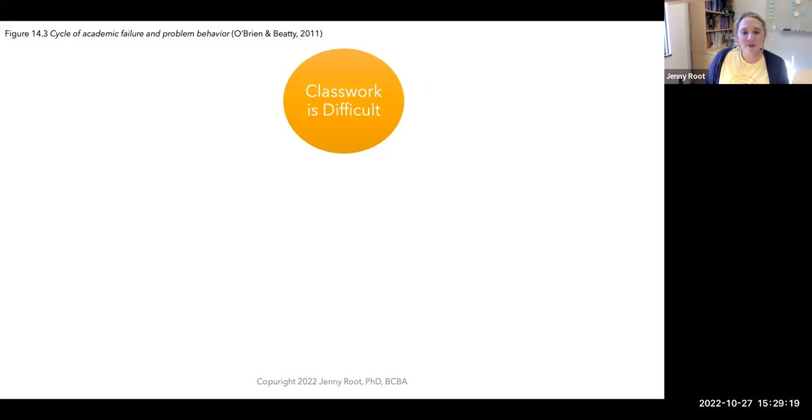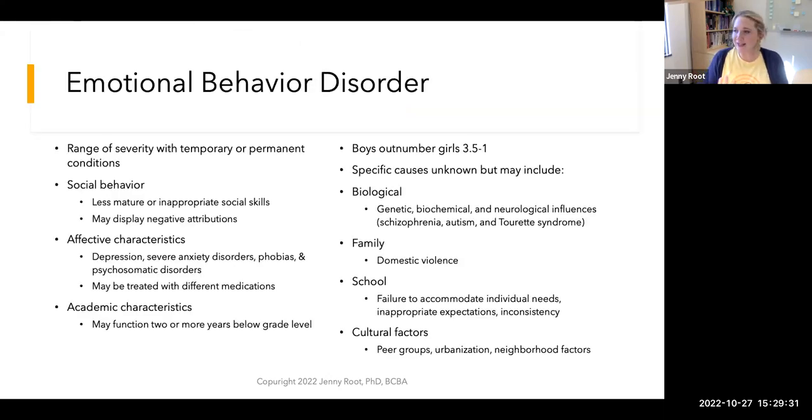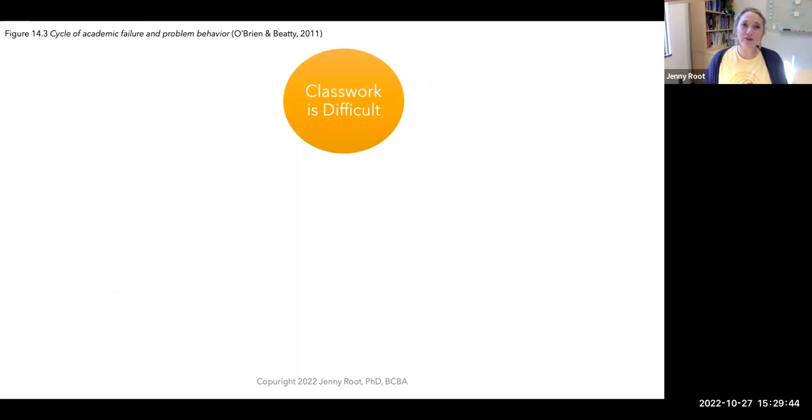So, as I said, individuals with emotional behavior disorders often are below grade level or struggle academically. But if you notice, none of these characteristics relate to cognitive ability, reading ability, memory, and things like that. So then why are they struggling in school? Well, it's what we call the cycle of failure.